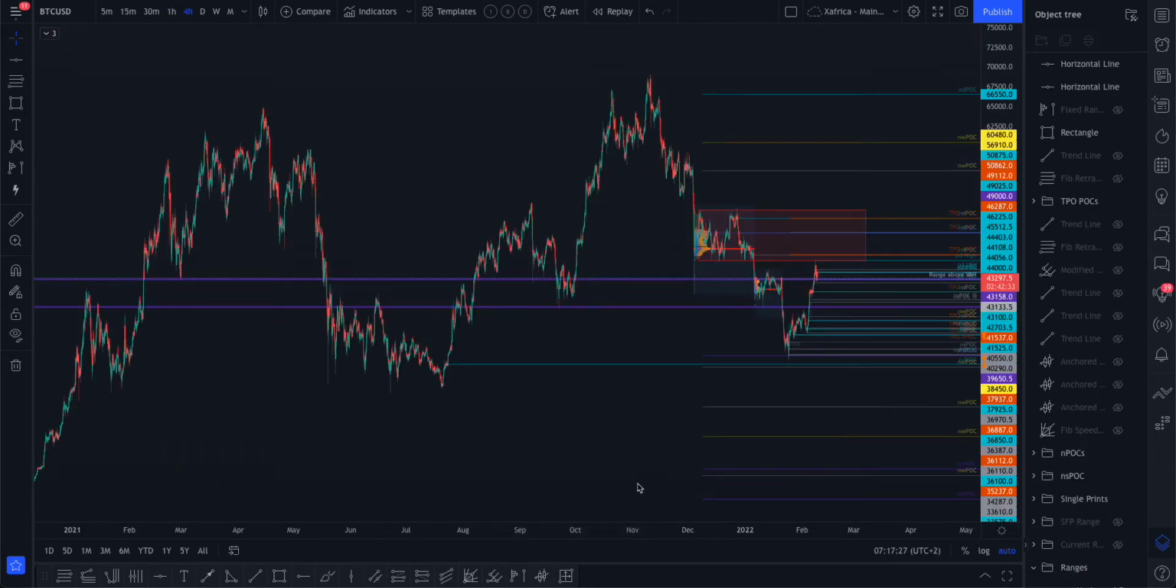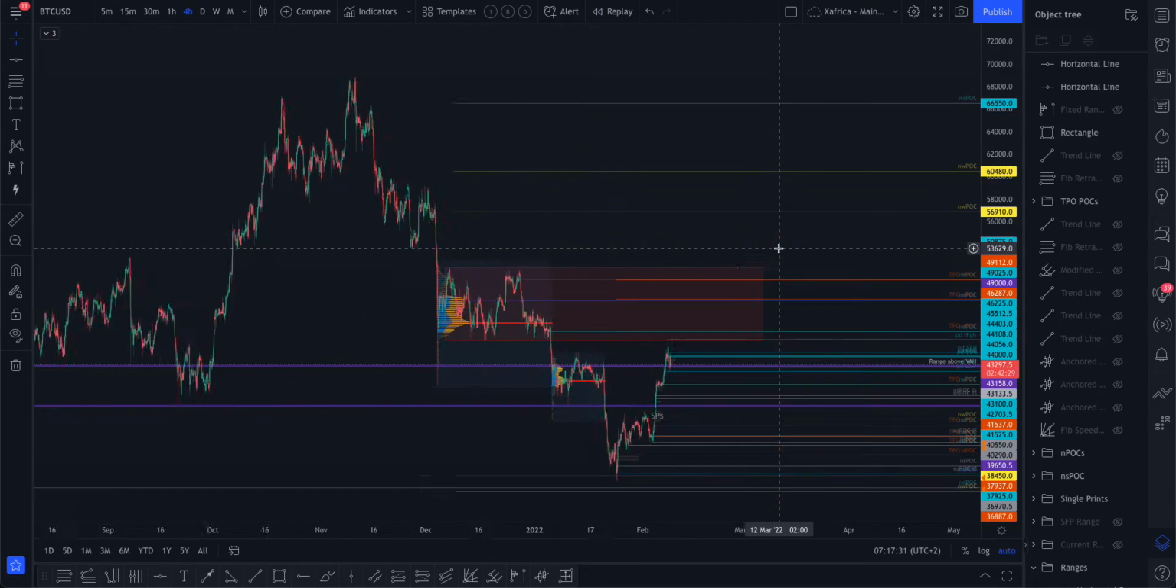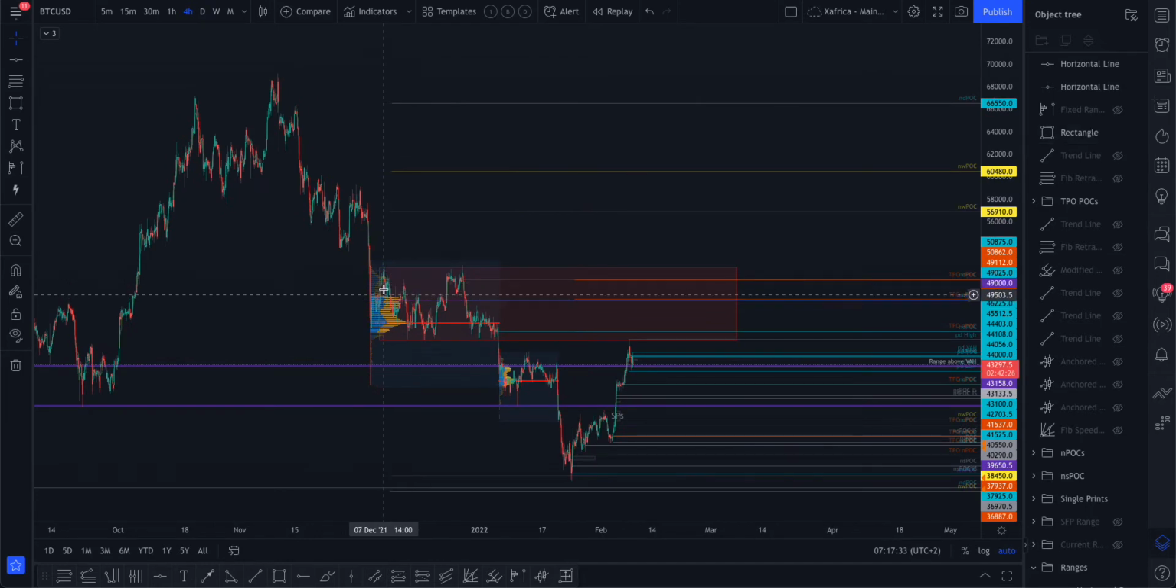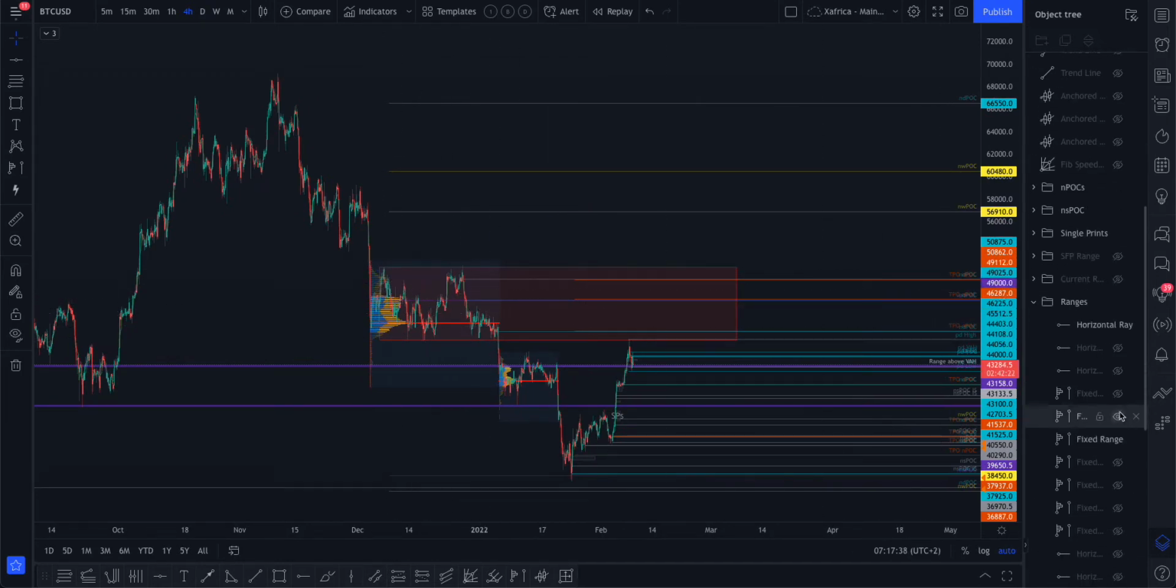Right, just going on a bit of a zoomed out view here. So first of all, you can see we're entering into this area there. Let me just hide that fixed range for a while. Yeah, you can see that's a range there. So we've just bounced off the bottom of that range, so that's quite obvious resistance. So we might have just come back and retested this level.